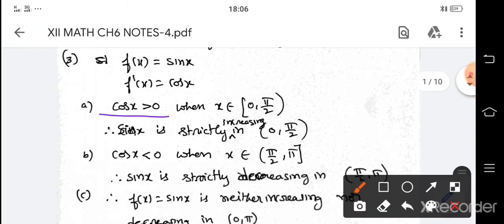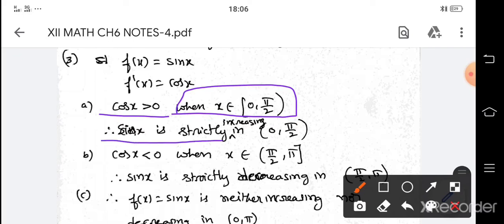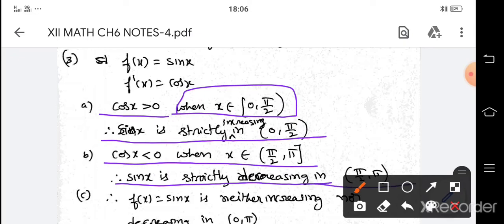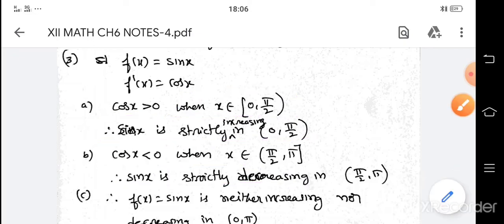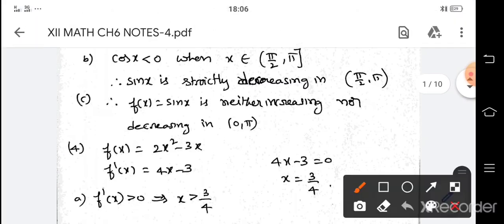Otherwise you can do it in this way also, no problem. cos x is greater than 0 when x belongs to the closed interval [0, pi by 2], so sin x is strictly increasing in this. cos x is less than 0 when x is in the second quadrant, so sin x is strictly decreasing in (pi by 2, pi). Right.